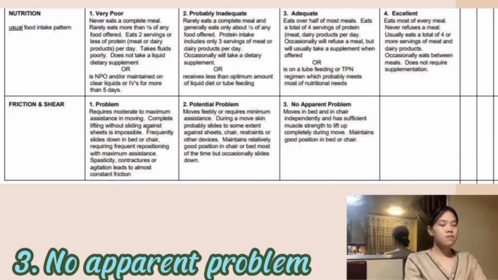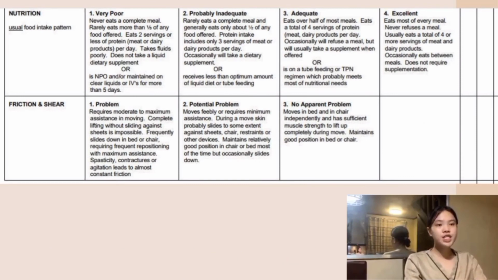A score of 3 indicates no apparent problems: moves in bed and chair independently, and has sufficient muscle strength to lift up completely during a move. Then maintains a good position in chair and bed.